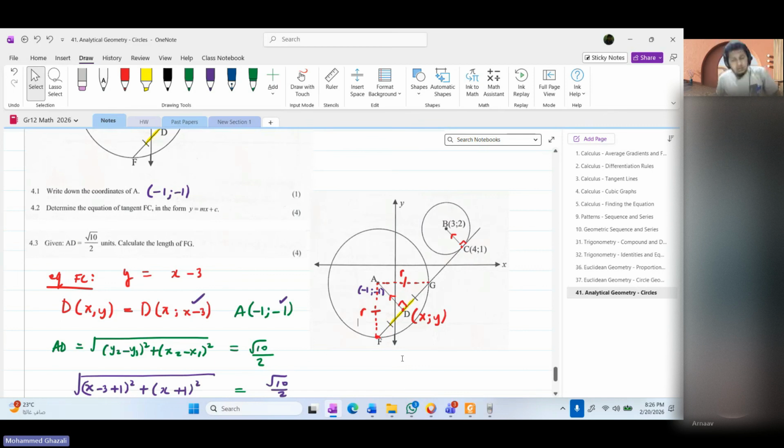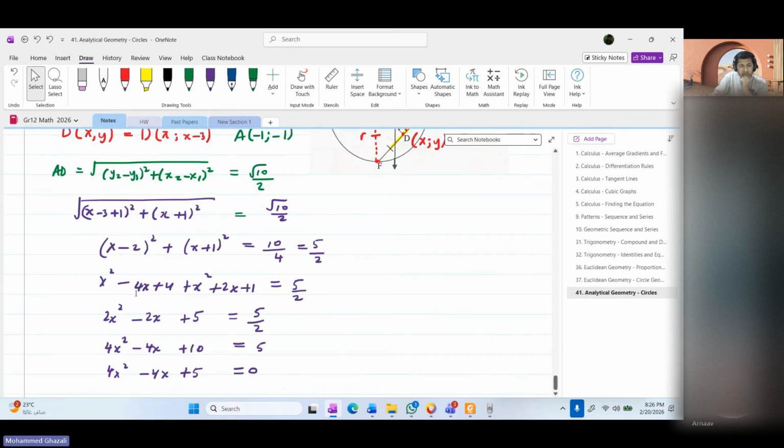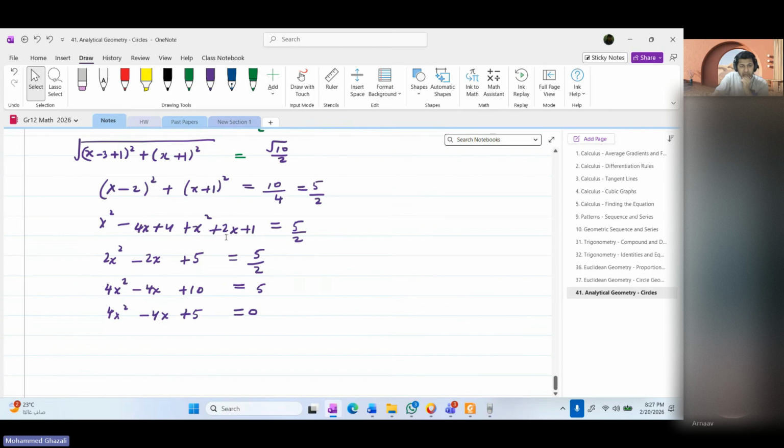Man, I messed up here. Okay. Why did I want to calculate the coordinates of D? I was trying to calculate the coordinates of D, but it's not working out. Why is the coordinates of D not working out? Y2 minus Y1. Y2 is x minus 3 plus 1, x plus 1. Everything is fine here. 2x squared plus 4 plus 1 is plus 5. 4x squared minus 4x plus 10. 4x squared minus 4x plus 10 is equal to 5. Take this 5 over, plus 5.